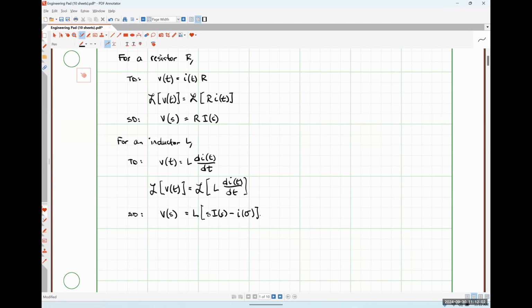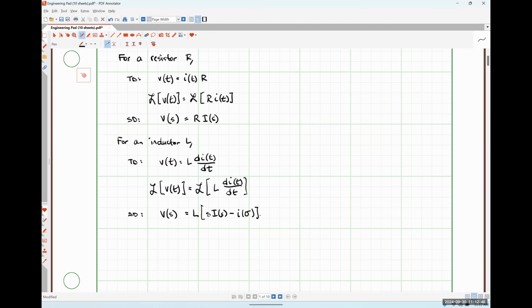So what's that J omega L thing, or that S times L thing? That is our impedance in the S domain. And then we have this thing over here. What should L times current look like? Let's think about our units. Inductance is measured in henries, where a henry is a volt second per ampere. So if we multiply volt seconds per ampere times current, we get something in volt seconds.